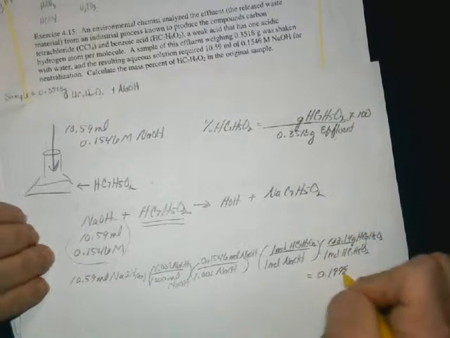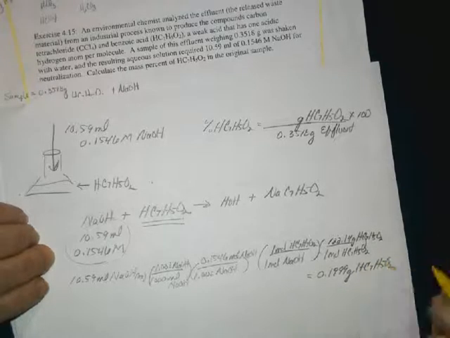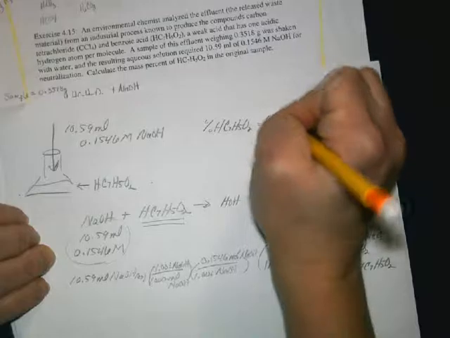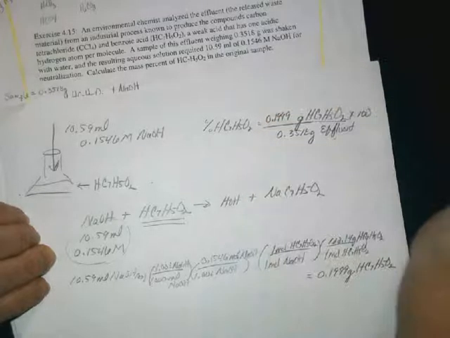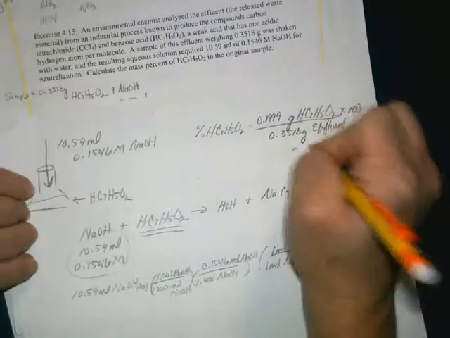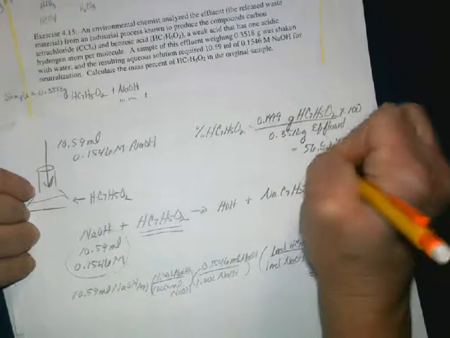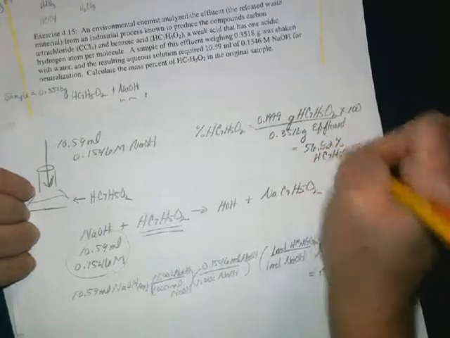So, doing that, I get the answer of 0.1999 grams of my benzoic acid. That is what will go here. Doing my math, and with sig figs, it is 56.82% benzoic acid in the effluent.